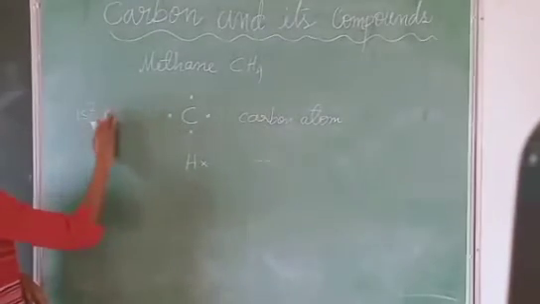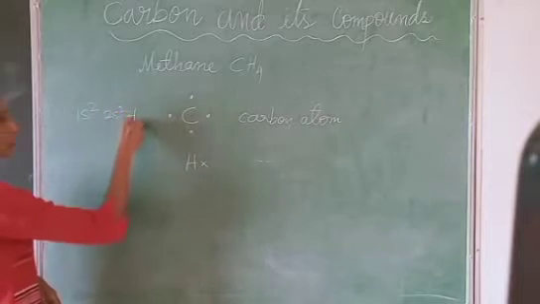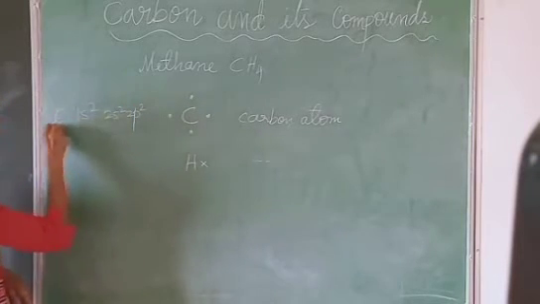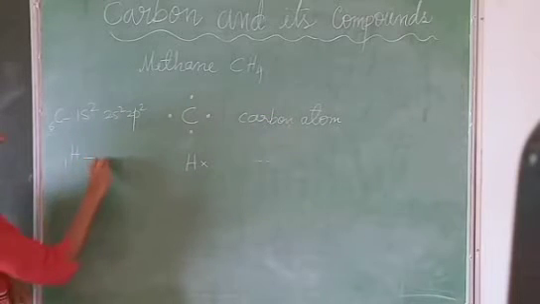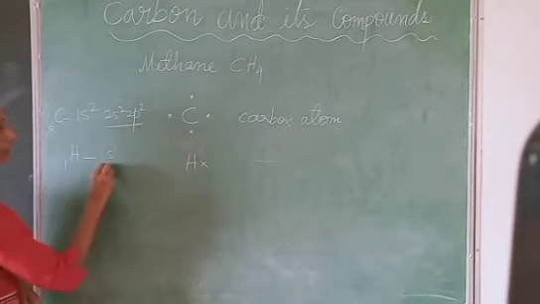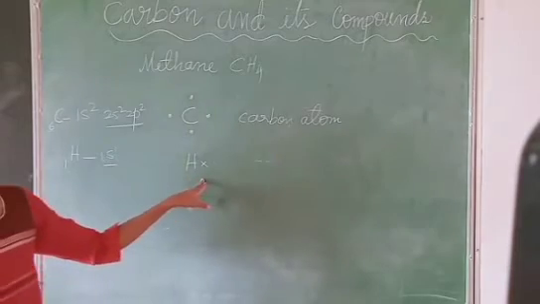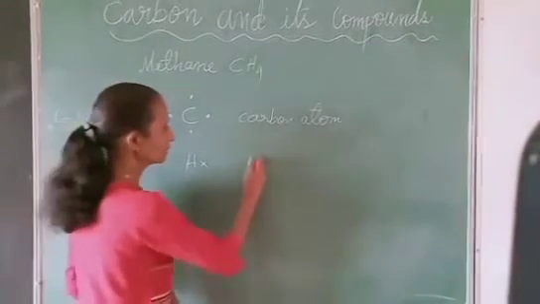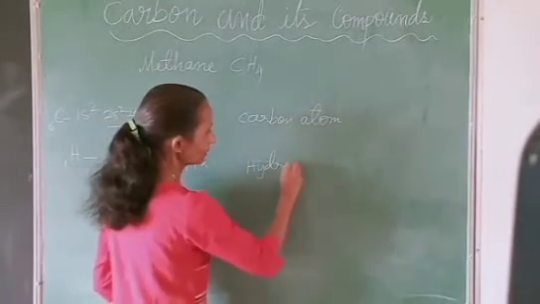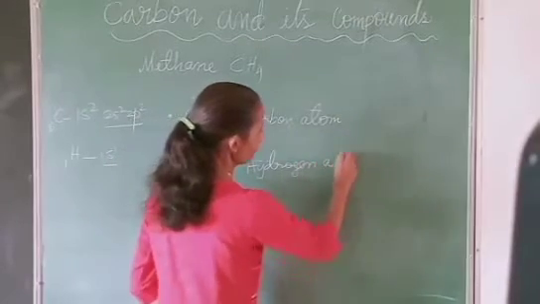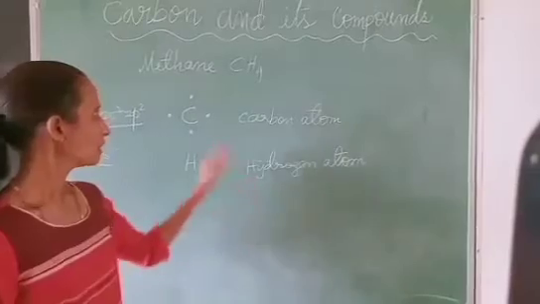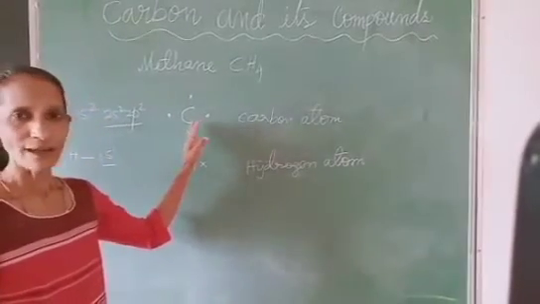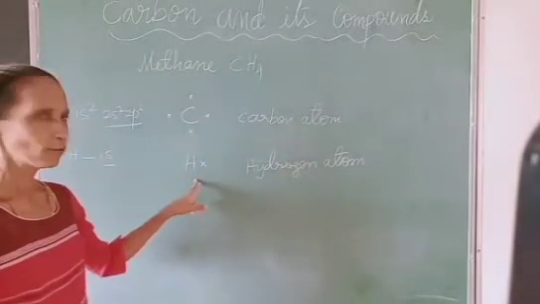Carbon, its electronic configuration is 1s2, 2s2, 2p2. Atomic number is 6. Hydrogen, atomic number is 1. Its electronic configuration is 1s1 with 1 valence electron. Right? This is hydrogen atom. Now let us see how carbon shares its valence electrons with hydrogen atom.